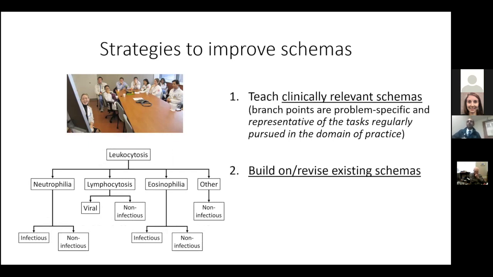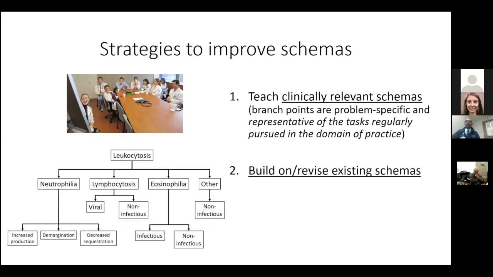The second strategy is to build on and revise existing schemas. So you don't have to build your schemas from scratch. There are plenty of published schemas out there, but you can add to them. And this is your opportunity to infuse schemas with biomedical knowledge. So in this case, perhaps instead of dividing neutrophilia by infectious and non-infectious, think about the compartments where neutrophils hide: the bloodstream, the extravascular space, the spleen. And that biomedical addition to the schema helps you think about disease entities that don't fit neatly into infectious versus non-infectious, like hyposplenism, for example.